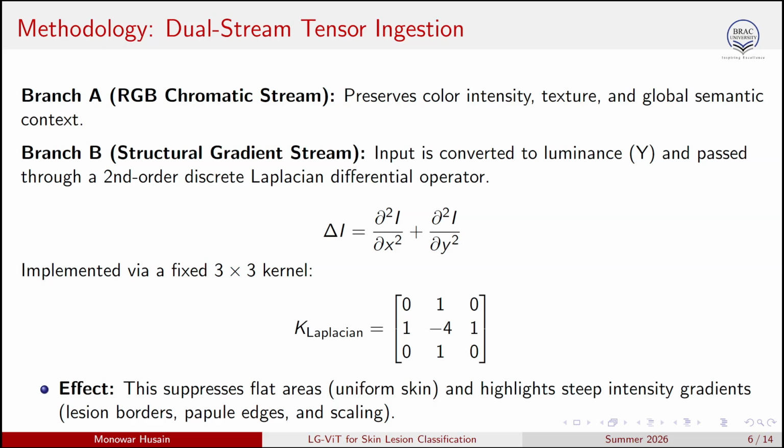Our methodology relies on a dual-stream tensor ingestion pipeline. Branch A is the RGB chromatic stream, preserving color intensity, texture, and global semantic context. Branch B is the structural gradient stream. Here the input is converted to luminance and passes through a second-order discrete Laplacian differential operator implemented by a fixed 3 by 3 kernel. This branch suppresses uniform skin areas and highlights steep intensity gradients like lesion borders and scaling.